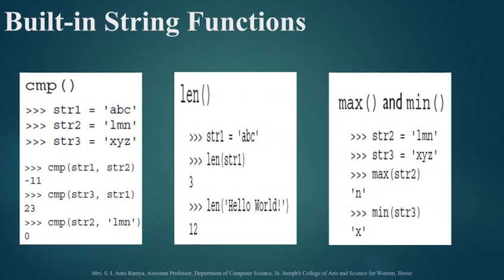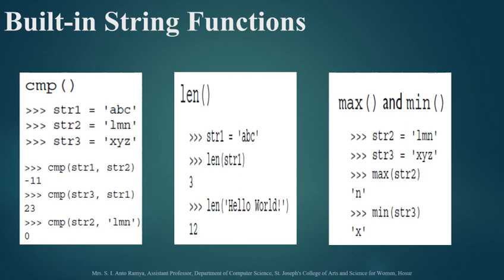And these are built-in string functions. CMP is for comparing strings. So compare string 1 comma string 2, compare string 3 comma string 1, and compare string 2 comma element. So this also we have already discussed. Next is length of the particular string, it will return. So string 1 is equal to ABC. Length of string 1 is going to be 3.